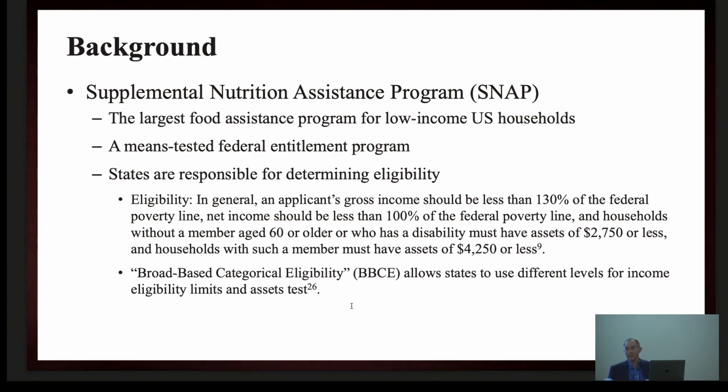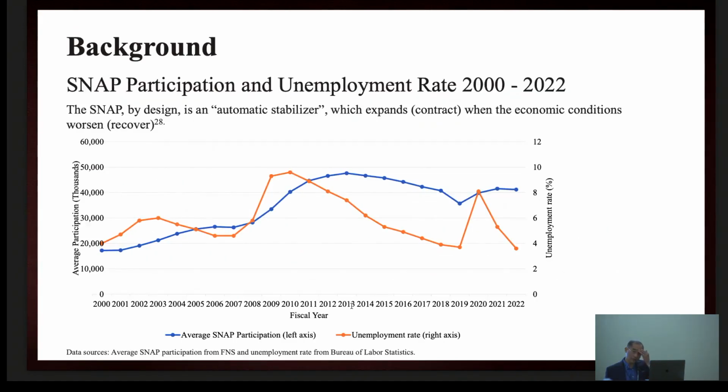Then you have the BBCE. We're doing currently some work on this as well, on the impact of BBCE on SNAP outcome measures. But I really want to focus today on SNAP and the work requirements. SNAP, as you all know, is by design an automatic stabilizer. So they expand and contract when economic conditions obviously vary. By design, it's an automatic stabilizer. Right? So it's a very important program.